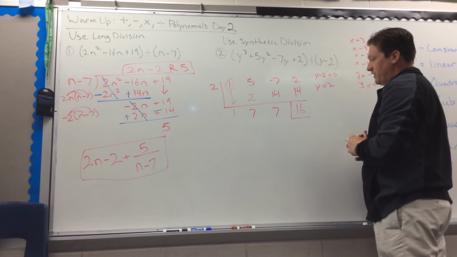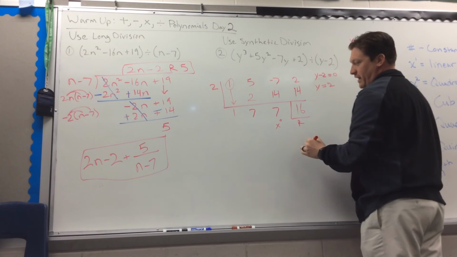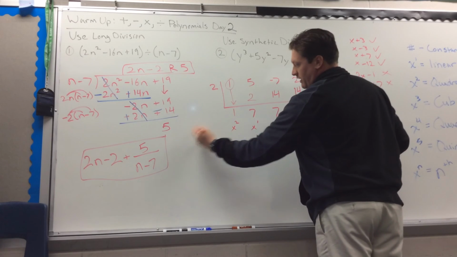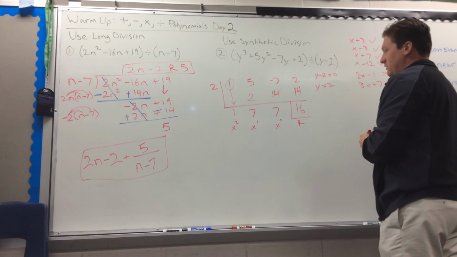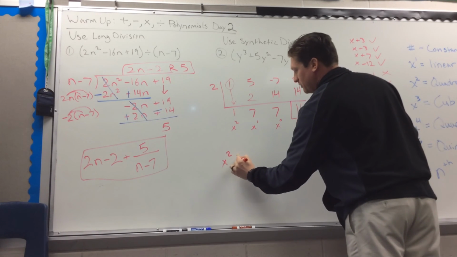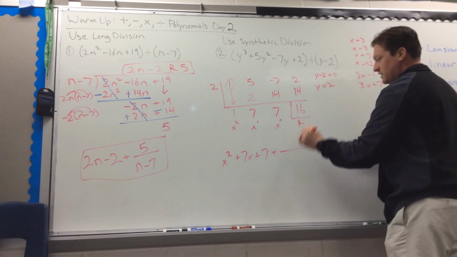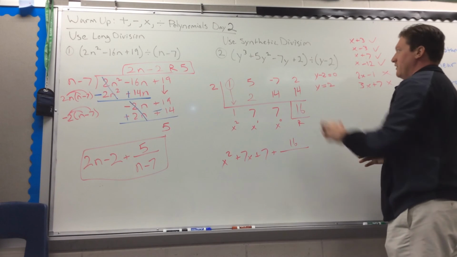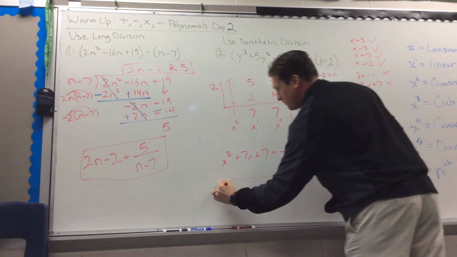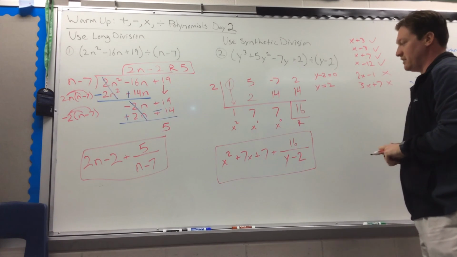So right here, how do I write my final answer? Well, this is the remainder. This would be our constant term, or x to the 0 power. This would be x to the first power, and this would be x to the second power, and so on if I had more numbers. So to write this out, I want to write it in remainder theorem form. So I've got 1x squared plus 7x plus 7, and then you put a plus sign. You have 16 over what you divided by, which was y minus 2. That takes care of division with long division and synthetic division of polynomials.